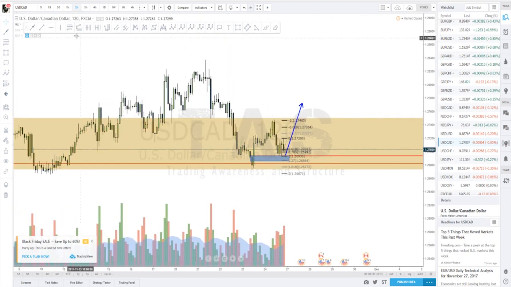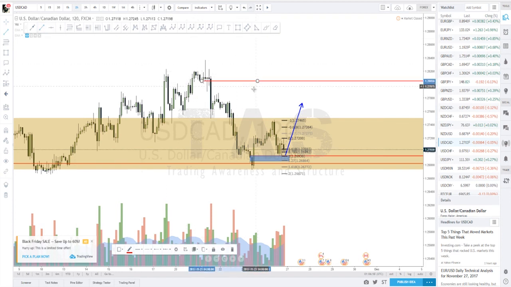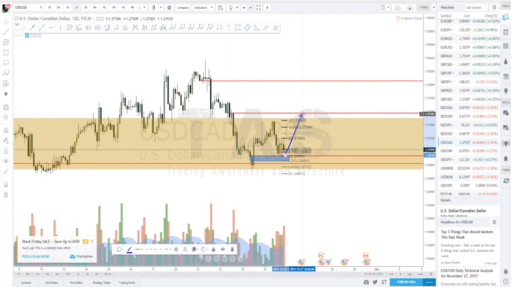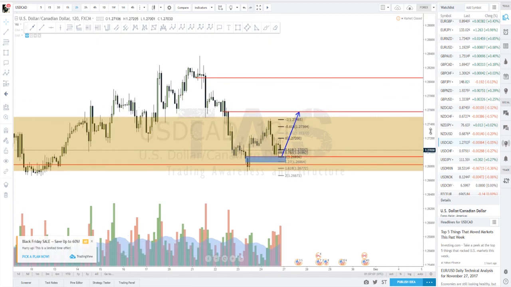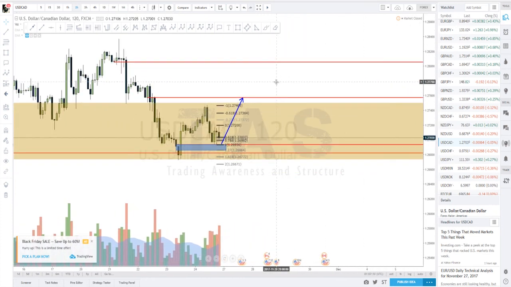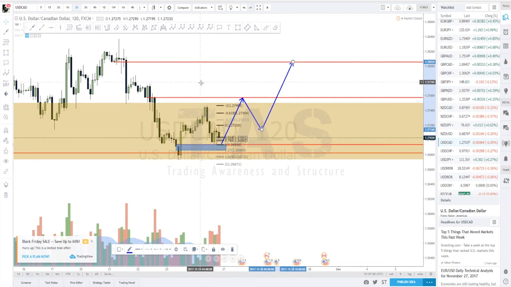Okay, so let's put some potential targets there. We can go either to that area or this area. So let's start with this. This means that price can do this and probably then return back to this order block if it holds, then go back up again. So I'll keep these lines here.